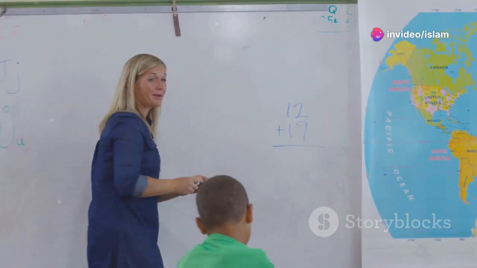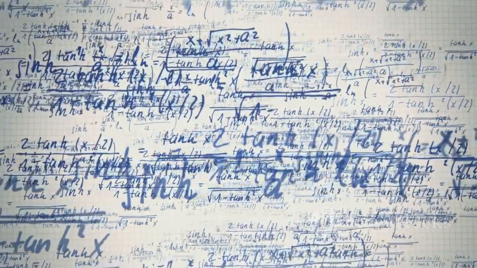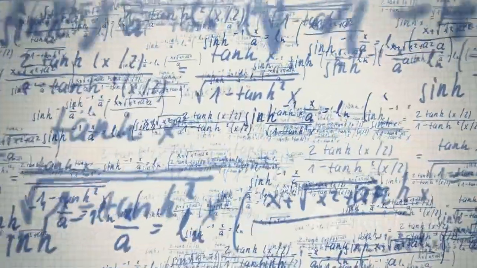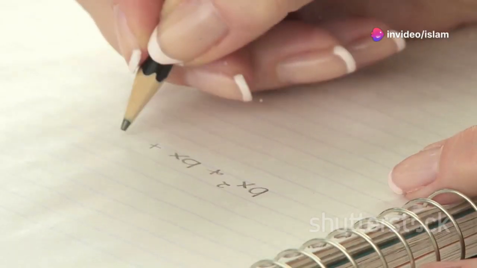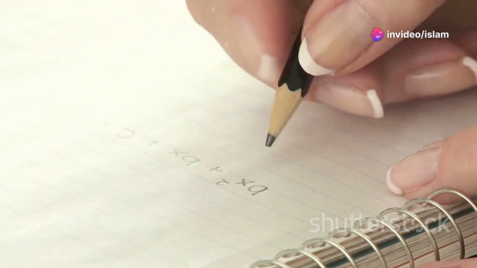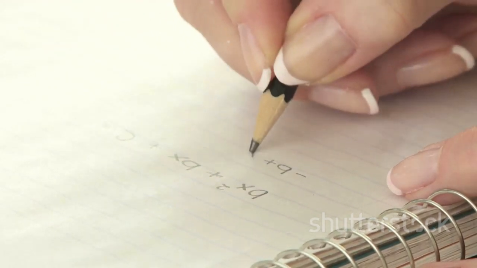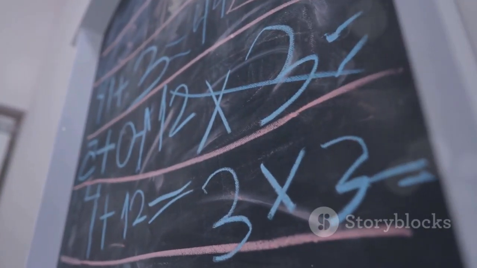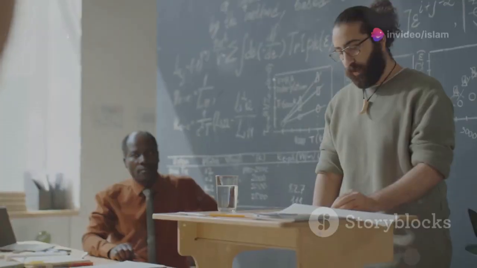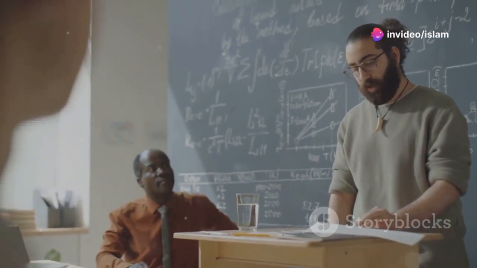This rule is particularly useful when dealing with polynomial functions. It states that the derivative of x raised to the power of n is equal to n times x raised to the power of n minus 1. This means that if you have a function like x to the fourth power, its derivative would be 4 times x to the third power. For example, the derivative of x squared is 2x. This simple rule can be applied to any power of x, making it incredibly versatile.